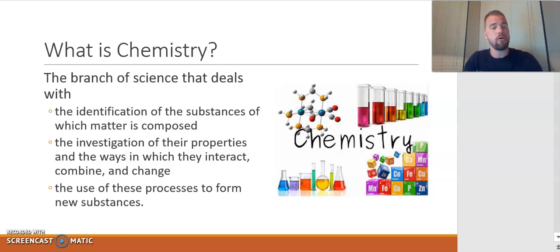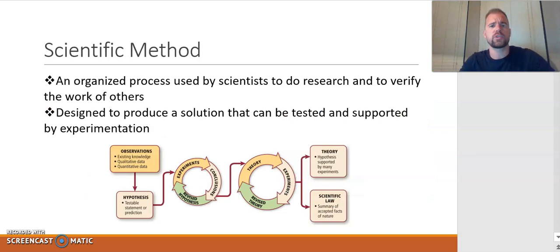We're going to take a look at all three of these bullets, not only in this topic, but throughout the duration of this course. So regardless of whether we're talking about chemistry or any other science, scientists use the scientific method, which is an organized process used to do research and to verify the work of others. The scientific method is designed in such a way that it's able to produce a solution that can not only be tested, but also can be supported by experimentation.